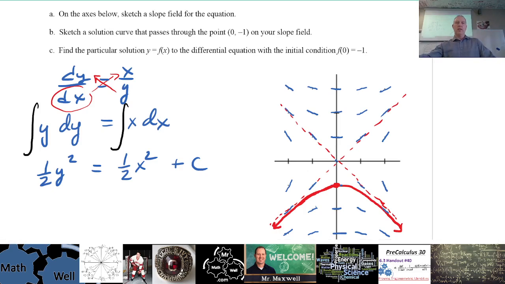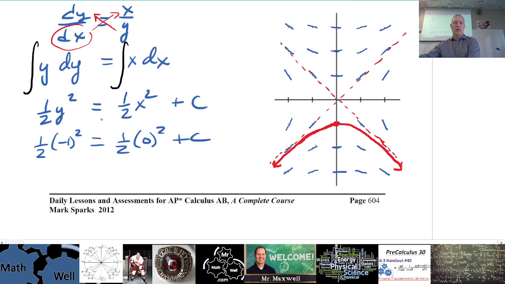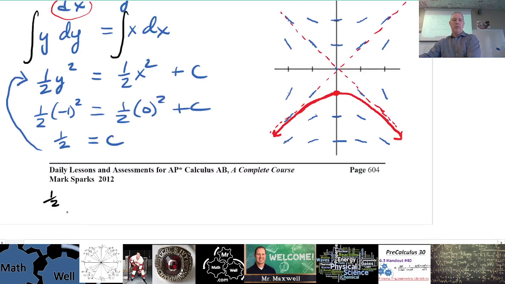So here's where we put in our initial conditions, which we see is x equals 0, y equals -1. So we'll do that, and it should look like this. 1/2 times (-1) squared equals 1/2 times 0 squared plus c, which will give us positive 1/2 equals c. So that's our c value, and now I can go back and put this c value into the second step, and that's going to look like 1/2 y squared equals 1/2 x squared plus 1/2.